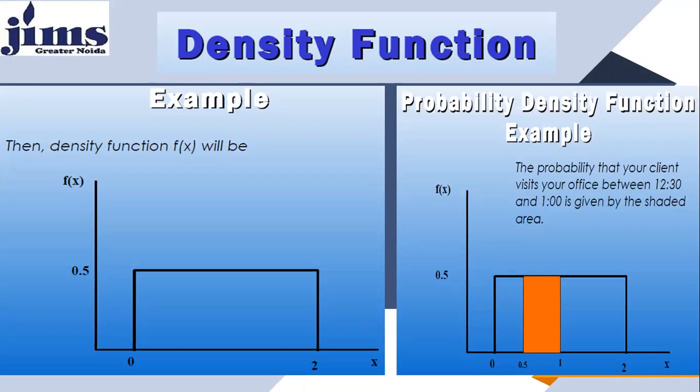According to the example, this is the shaded region. If your client confirms that the client comes to you between 12:30 to 1, look at the shaded region. So this shaded region is the probability density function, and the client comes anytime between 0.5, means 12:30, to 1. So this is the example that gives you the idea how you draw the probability density functions. You always take the variable at the x-axis and its probability density function at the y-axis. So this is the example to understand probability density function.